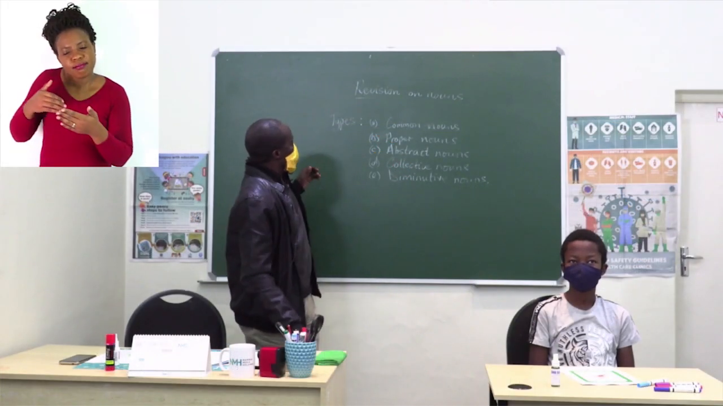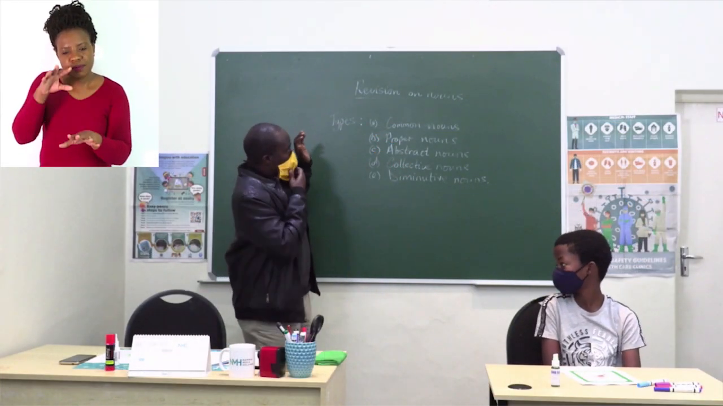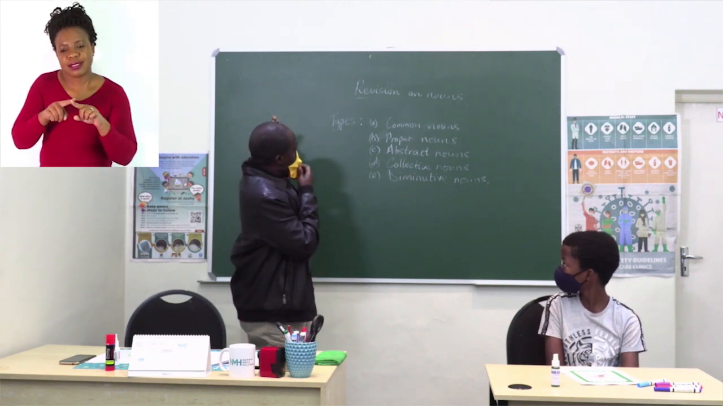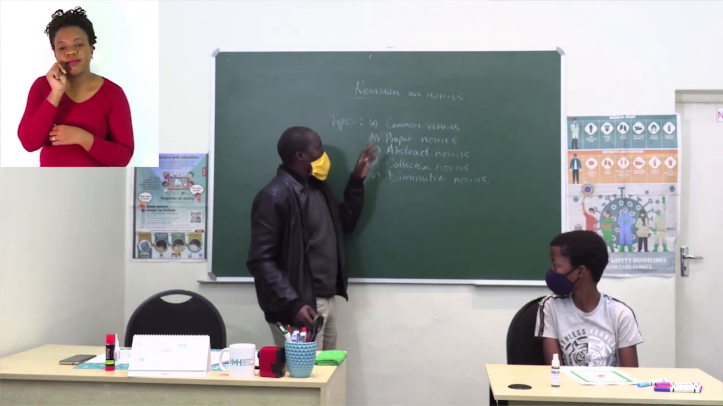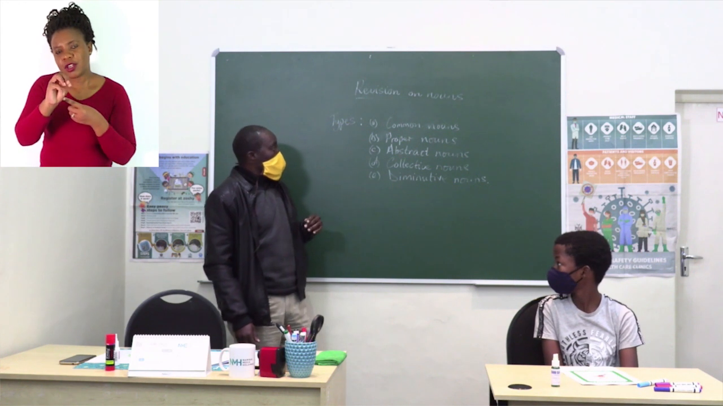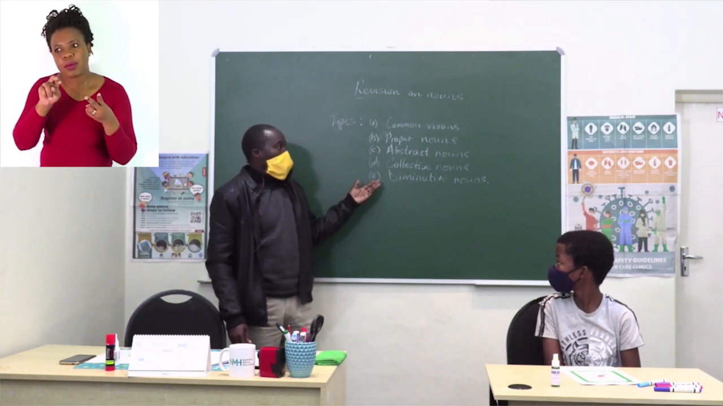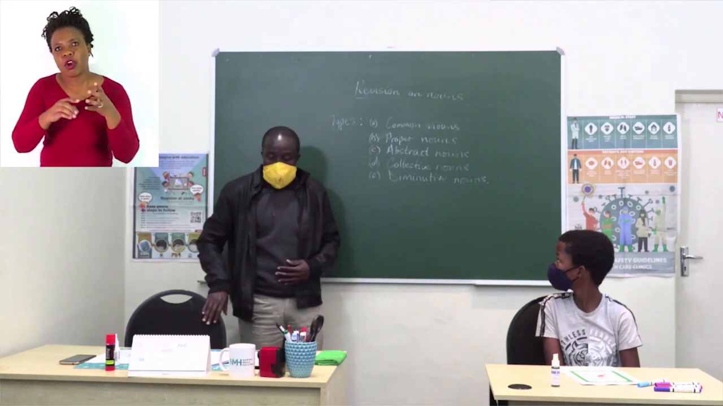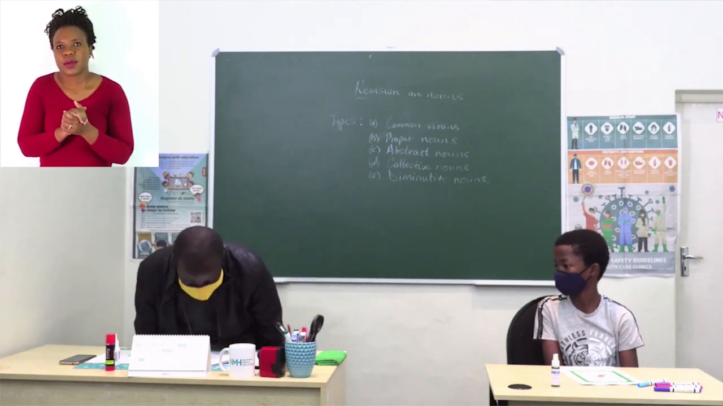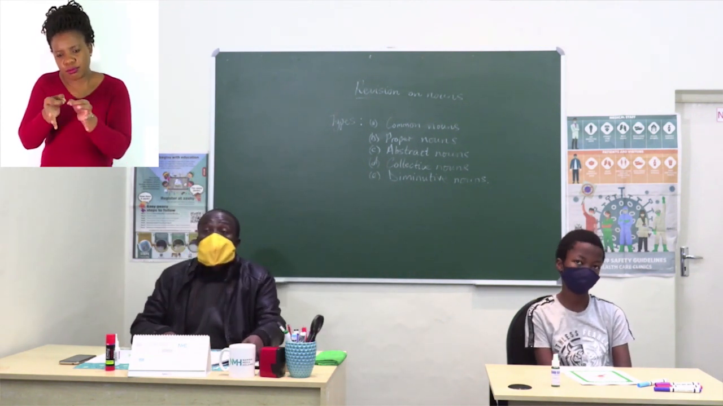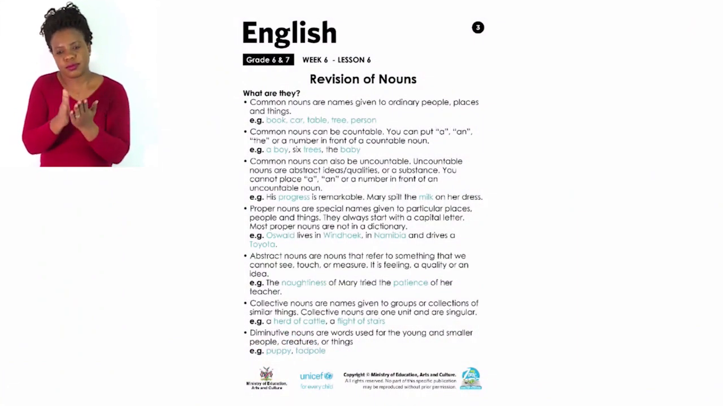Past 5 lessons, we have been looking at the nouns, and we said there are 5 types of nouns, which are common nouns, proper nouns, abstract nouns, collective nouns, and diminutive nouns. Now, let us run through and see what these really are. All right. If you turn to page 3 of our booklet, it says, what are they? Number 1, common nouns.